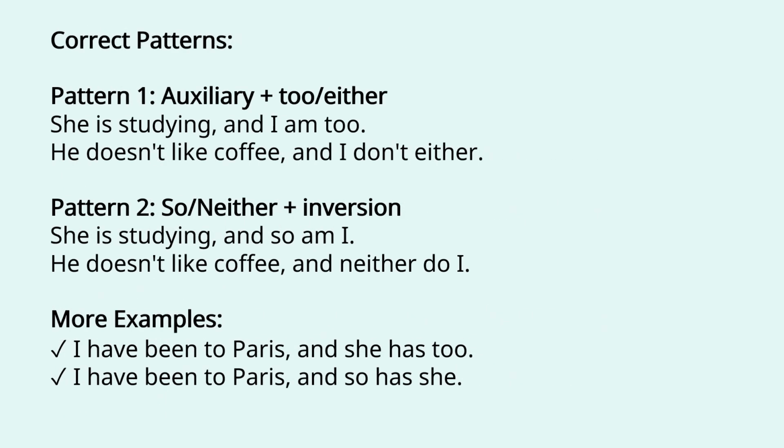Correct patterns. Pattern 1: auxiliary plus "too" or "either." She is studying and I am too. He doesn't like coffee and I don't either. Pattern 2: "so" or "neither" plus inversion. She is studying and so am I. He doesn't like coffee and neither do I. More examples. I have been to Paris and she has too. I have been to Paris and so has she.